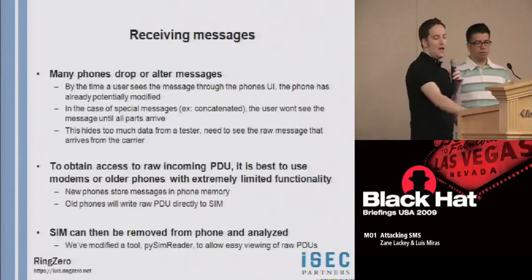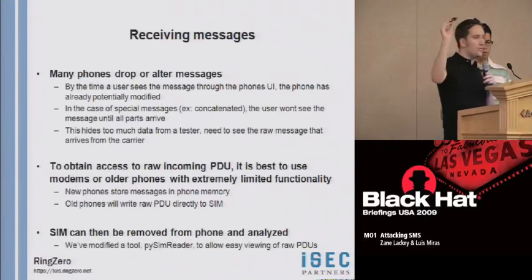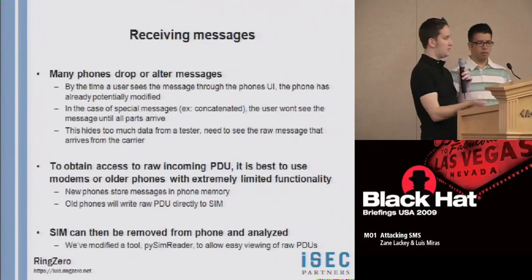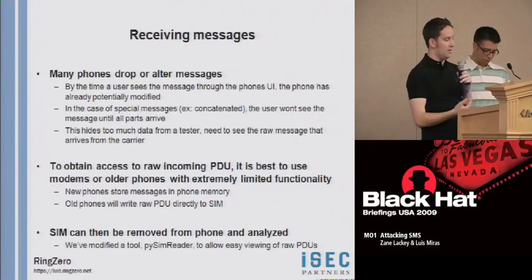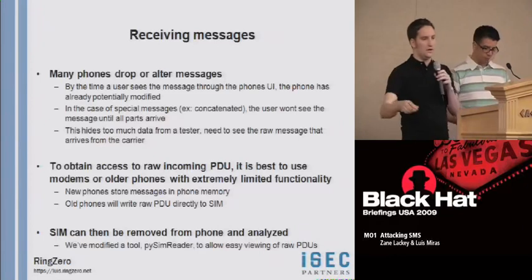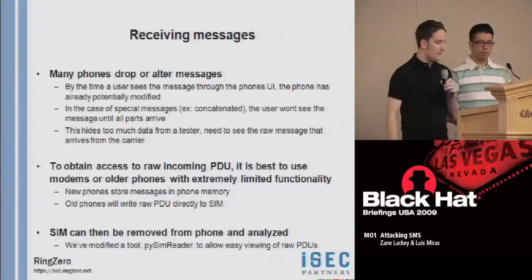pull the SIM out, and then we'd slap the SIM in a SIM card reader. This is $30 on eBay. And then we could put it in the laptop and just read the raw message out of the SIM. And we modified a Python tool that we link later on, to be able to do that. You can just click on the SIM and extract the raw PDU from that.